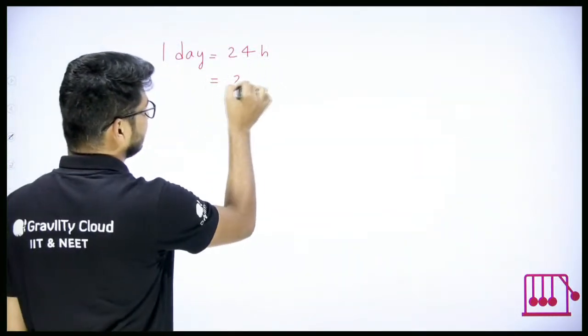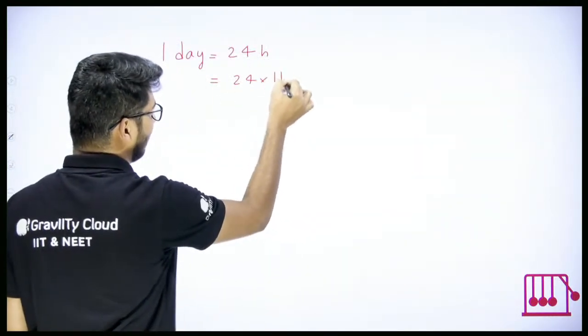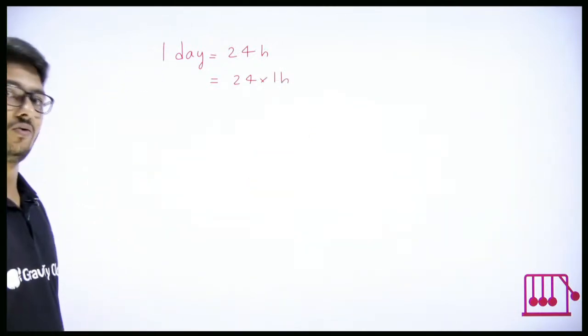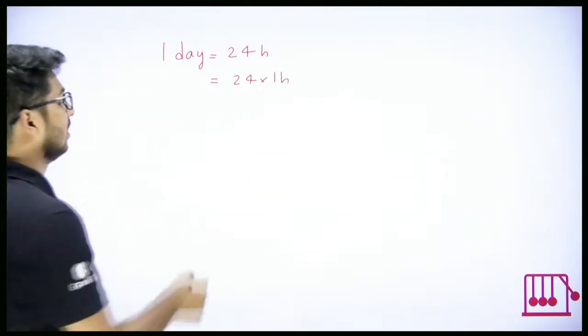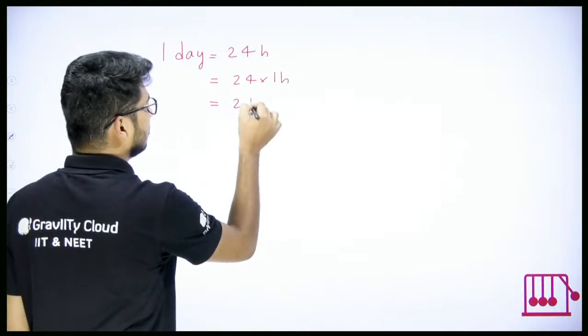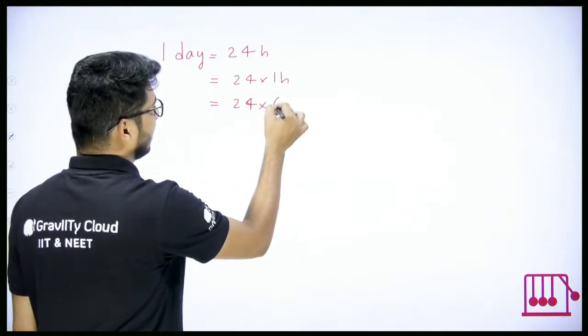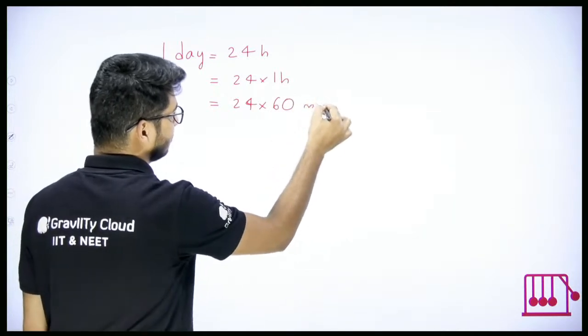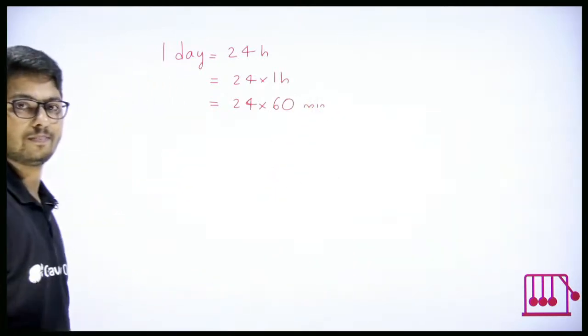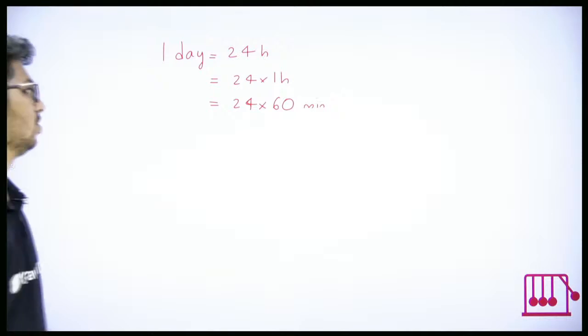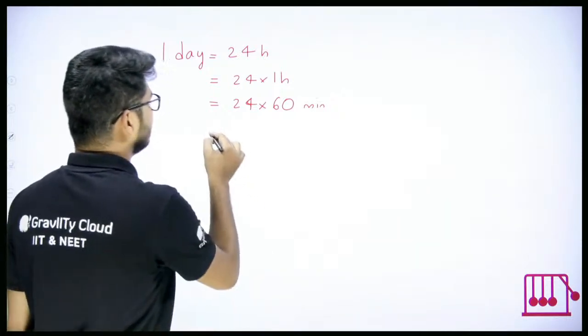Then can I write this as 24 into 1 hour? 24 into 1 is 24. My mistake. And what is 1 hour? 1 hour is 60 minutes. So 24 into 60. How much is that going to be?